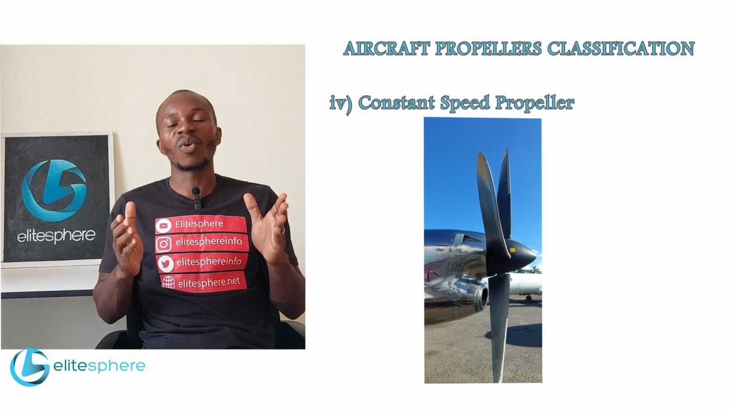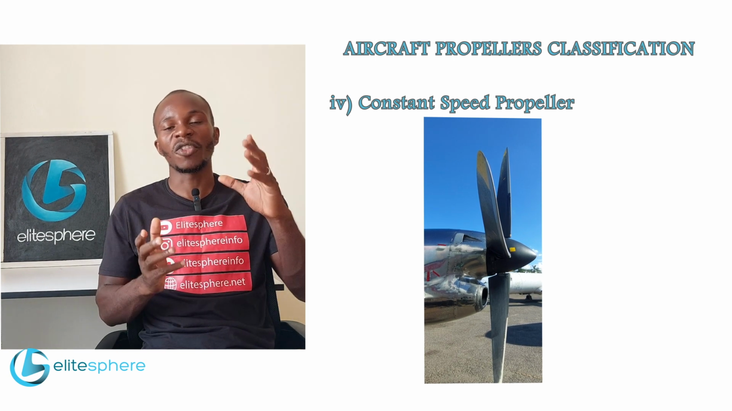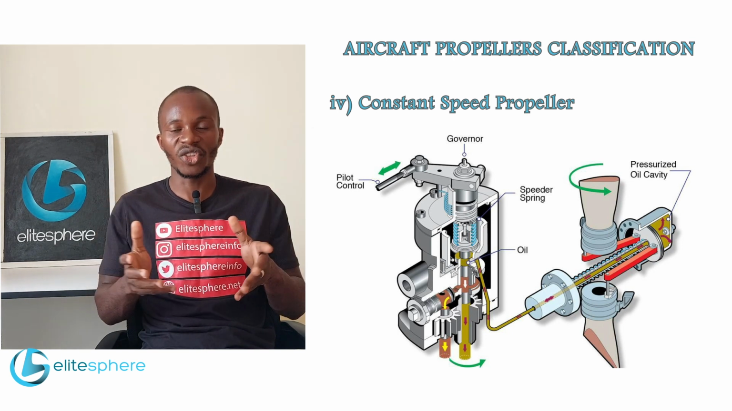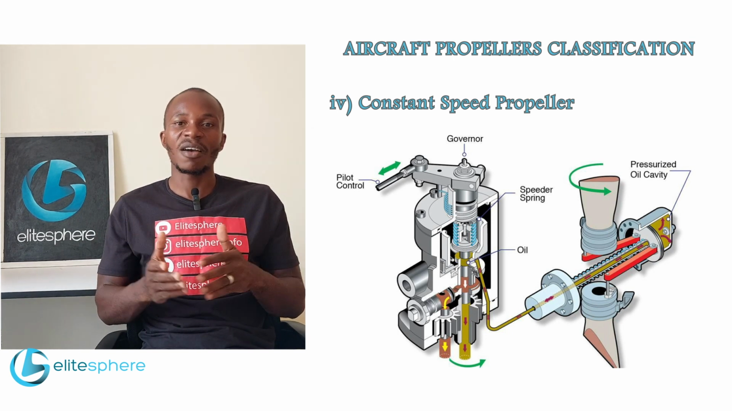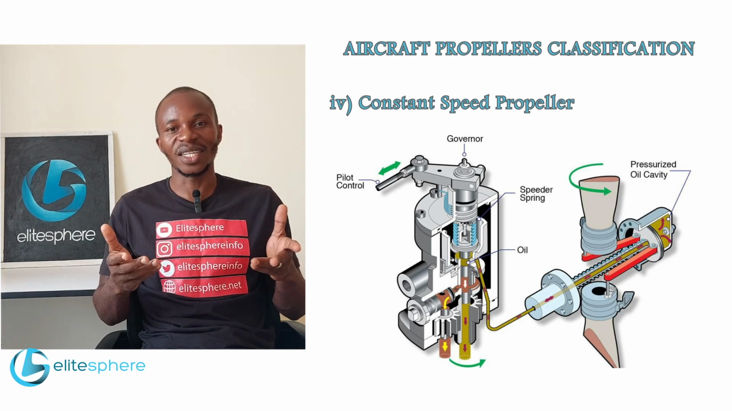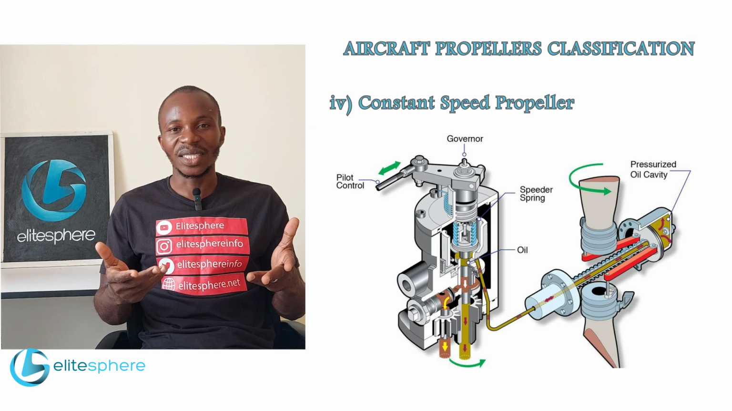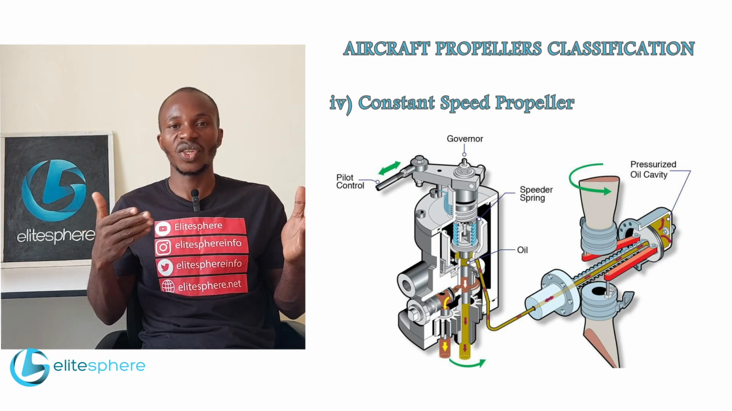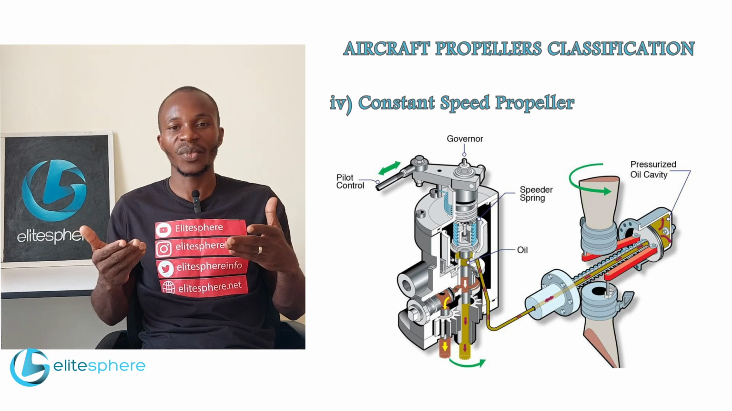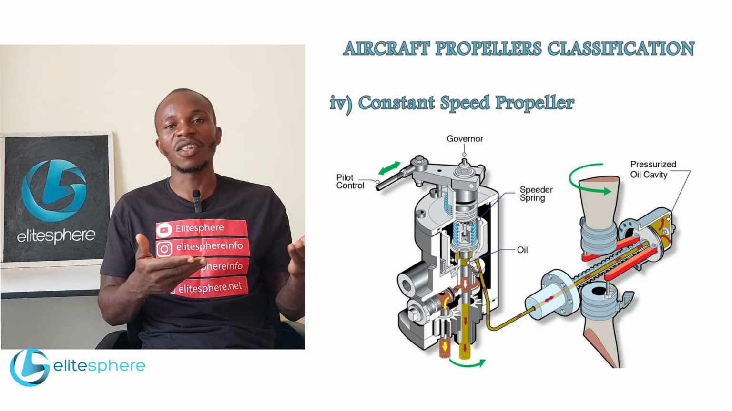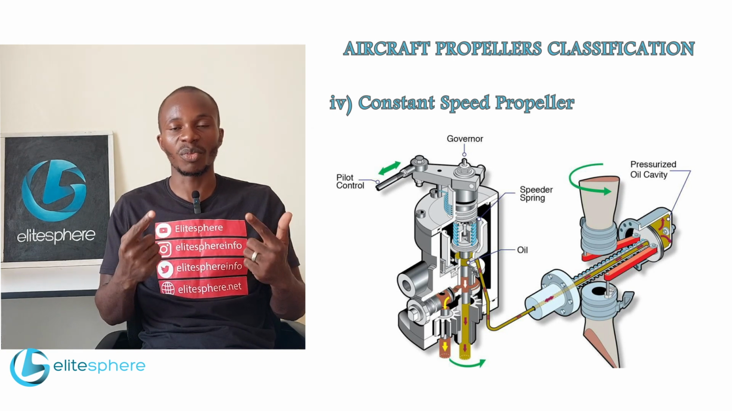This governor is the component that is responsible for the change or adjustment of the blade angle or the blade pitch. This propeller has electric motors or hydraulic cylinders or flyweights that are used to change the pitch of the propeller. Some propellers can have 2 of the methods that I've just mentioned incorporated into one propeller.